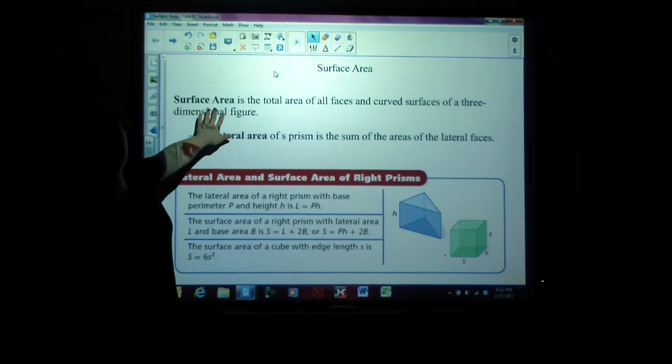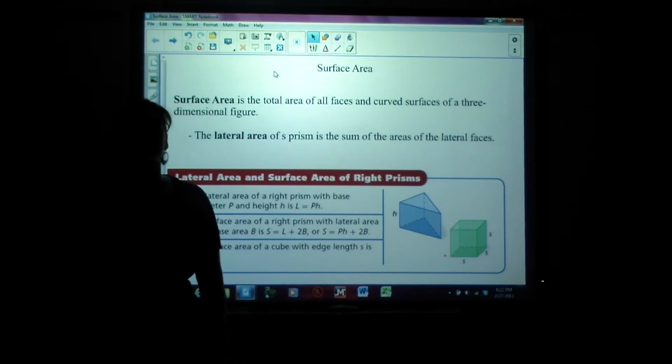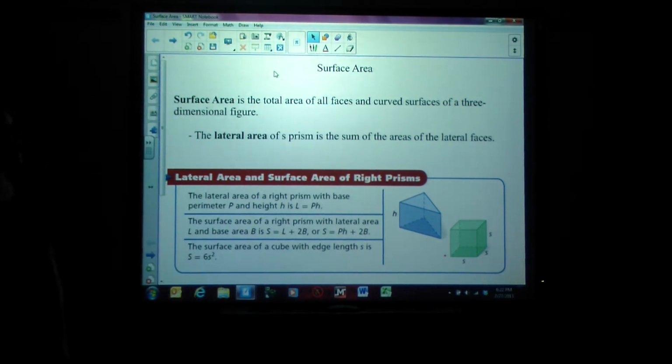First of all, just so you know what surface area is, it's the total area of all of the faces and curved surfaces of a three-dimensional figure. Now when talking about surface area, we're going to talk a lot about something called lateral area. Lateral area of a prism is the sum of the areas of the lateral faces.